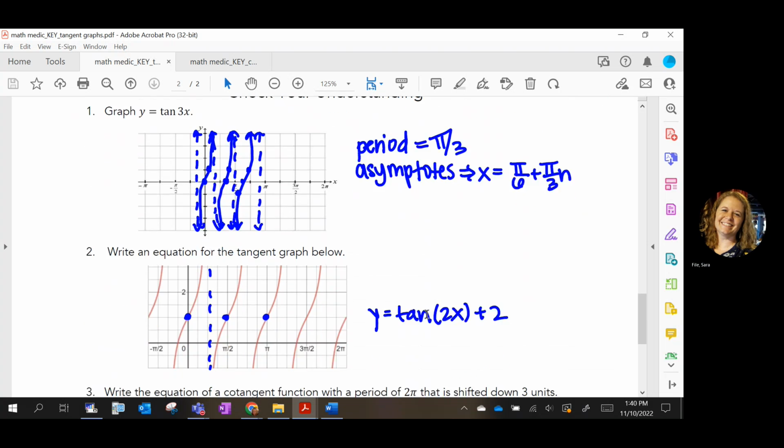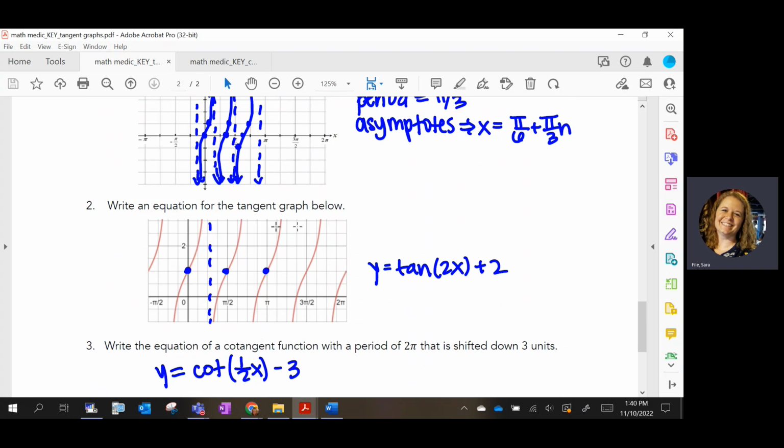Here, write equation for a tangent graph below. So we can see those points of inflection in the middle that are considered like our center have been shifted up off the x-axis. So this one has a vertical shift up. Actually it shouldn't be +2. That should actually be a +1 because that point of inflection isn't up at 2. The point of inflection was just shifted up 1.